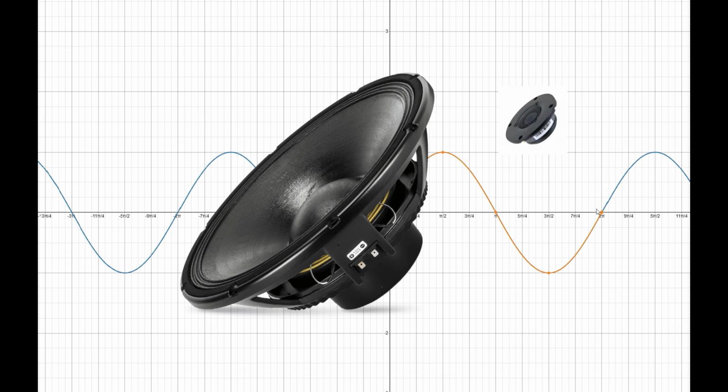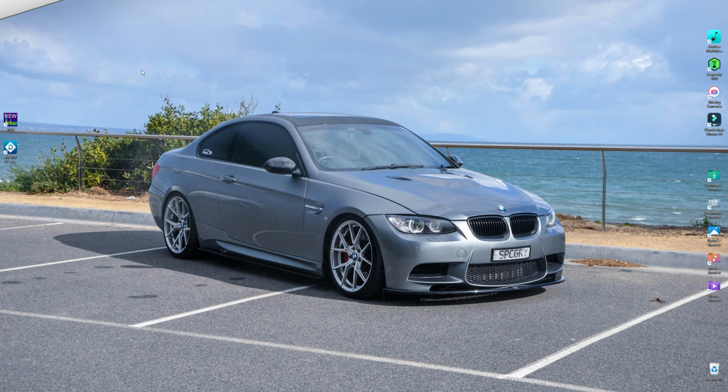But it explains why subwoofers are large and tweeters are very small. I mean, you can imagine trying to get all of that mass of a subwoofer to move back and forth 8,000 times a second. So one of the things I've always found fascinating is just how sensitive the human ear actually is. I mean, we can hear something that is vibrating at 20 times a second all the way up to something that's vibrating 20,000 times a second.